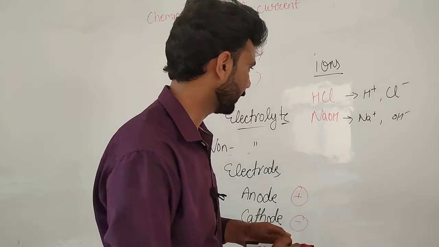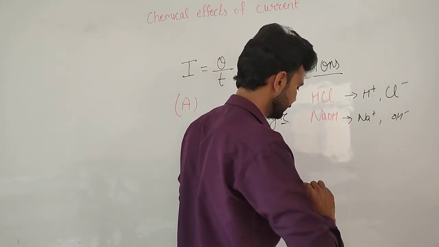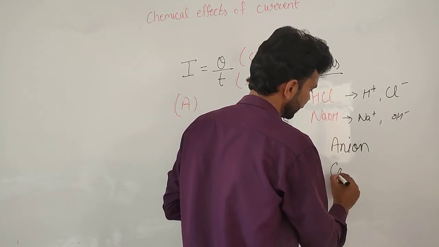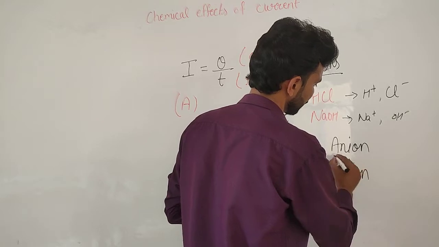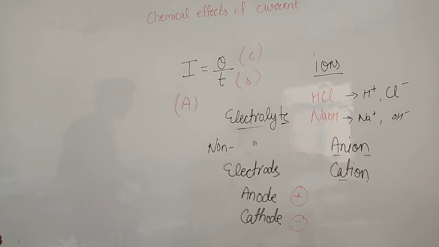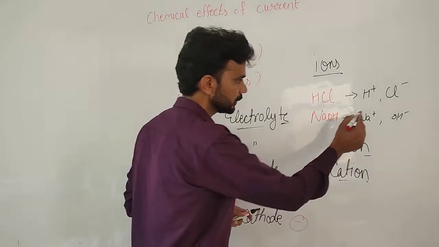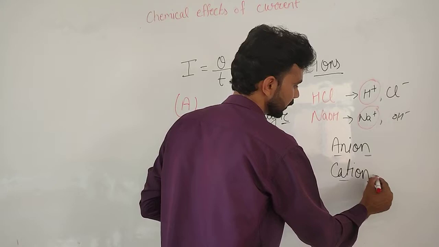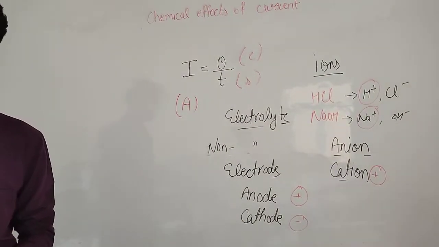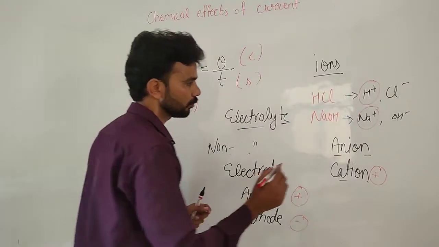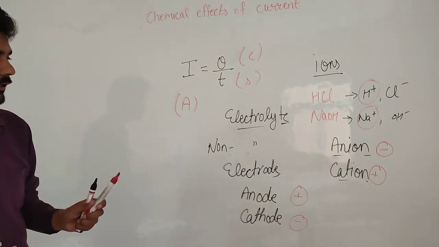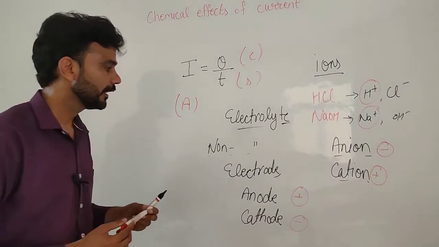We have two types of ions, anion and cation. The positively charged ions are known as cations, and the negatively charged ions are known as anions.